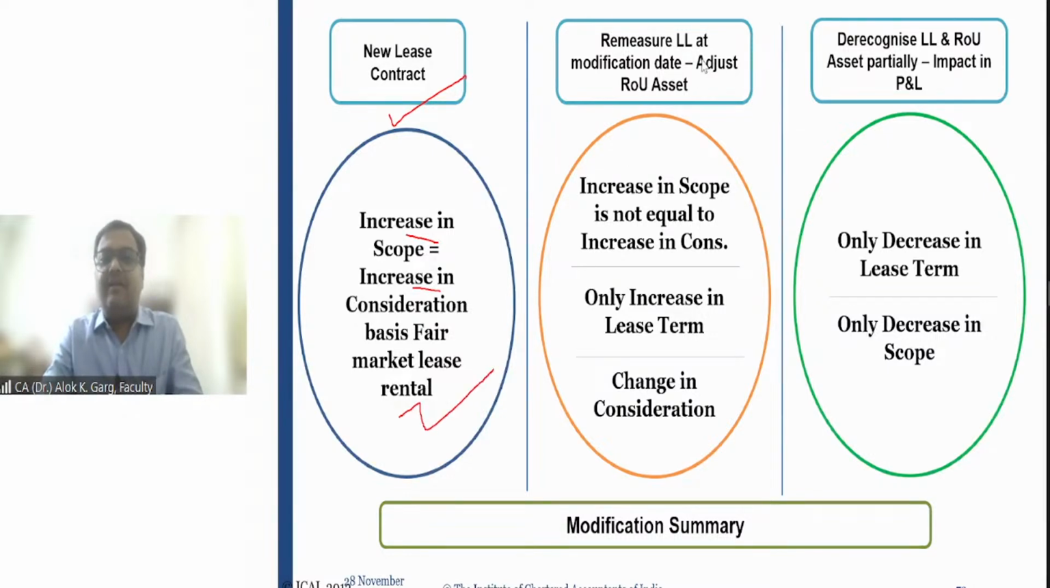Second, when the lease liability needs to be remeasured at the modification date and the adjustment has to be made to the ROU asset: whenever the increase in scope is not equal to the increase in consideration, there is only an increase in lease term, or there is only a change in the consideration without change in scope, right? So this is the remeasurement of lease liability at the modification date.